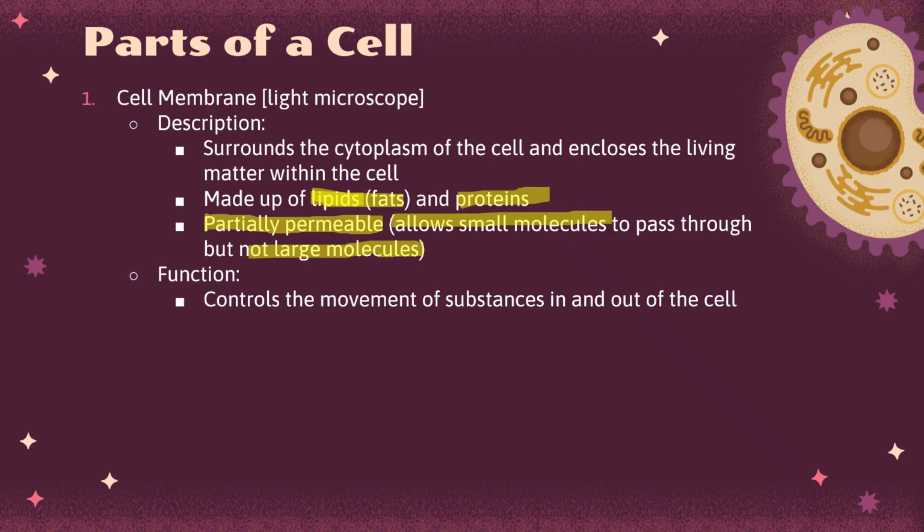The function of a cell membrane is to control. Please take note of this verb, control the movement of substances inside and outside of the cell. So they are like the barrier and they actually control what goes in and what comes out of a cell.